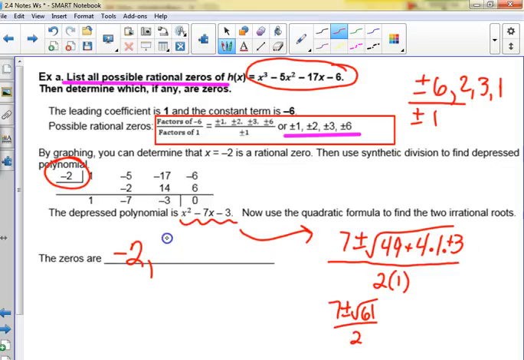Okay. So 7 plus the square root of 61 over 2 and 7 minus the square root of 61 over 2. You can leave it plus or minus. I don't care. Did we find all three zeros of that function? Okay.